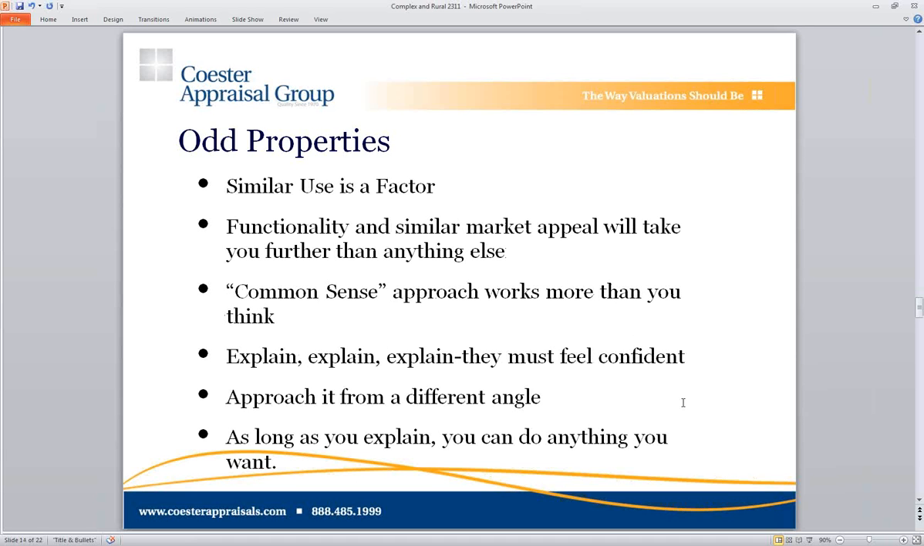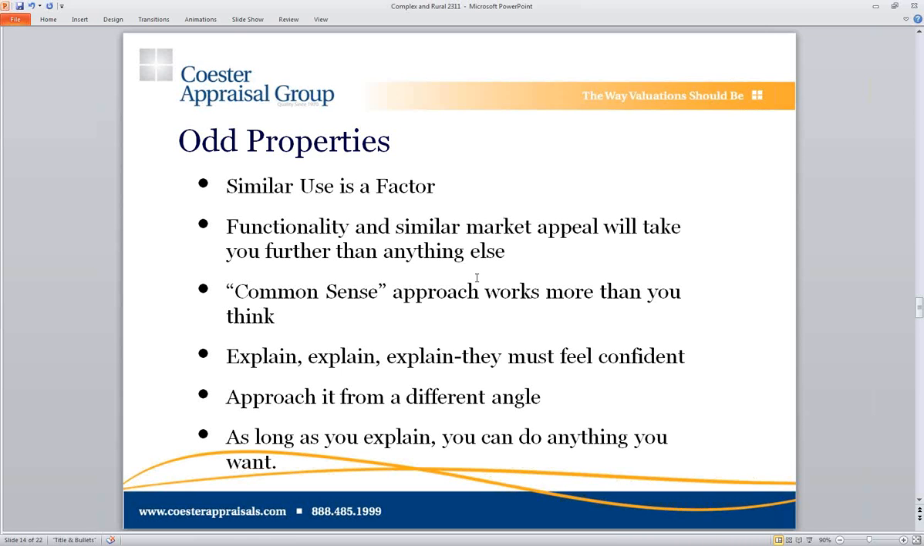Now, odd properties. Okay, so again, we're just going to broad brush and we're going to have some questions. But with odd properties, similar use is a factor. So you use some odd properties, contemporaries, and I've got to give an example of some contemporaries. Functionality and similar market appeal will take you further than anything else. A common sense approach works better than you think. And then you definitely want to look at things from a different angle. If you explain things the right way, underwriters aren't stupid. They can look at things from a different perspective.